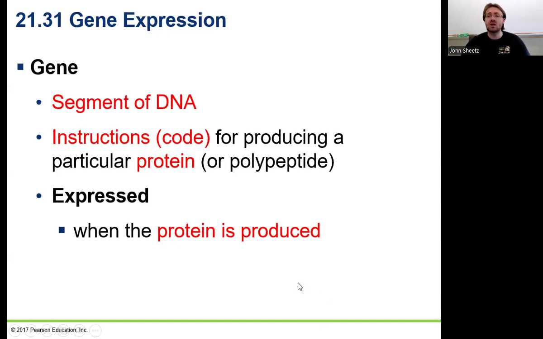When we say gene expression, we mean that a protein is produced. So when a gene is being expressed, that gene's DNA is being used in order to send out the orders to create a particular protein.